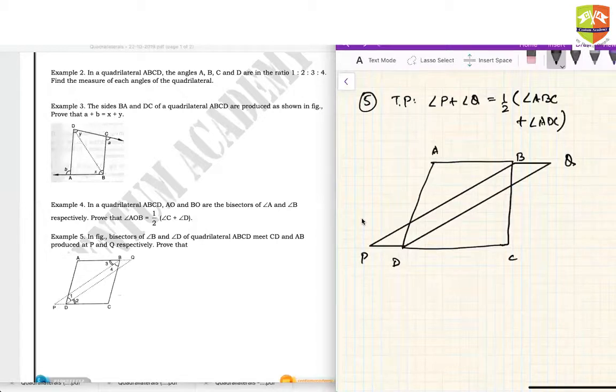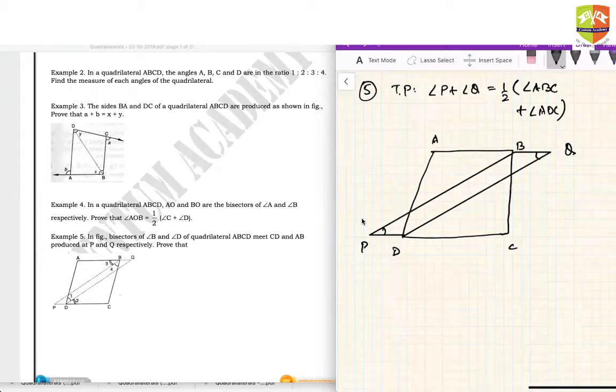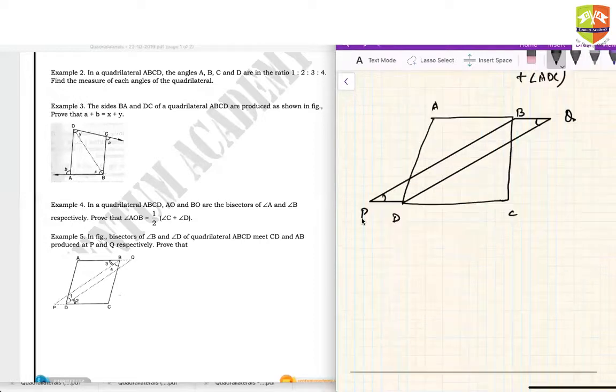Now you have to prove what? Angle P plus angle Q, so this angle plus this angle, is equal to half of ABC and ADC. So how to solve? Normally you see that we are trying to solve a similar type of problem, so somewhere the angle sum property must be there. PDQB is a quadrilateral. So either you can use the angle sum property of a quadrilateral itself, or you can try and use the angle sum property of a triangle. There could be two approaches here, right?